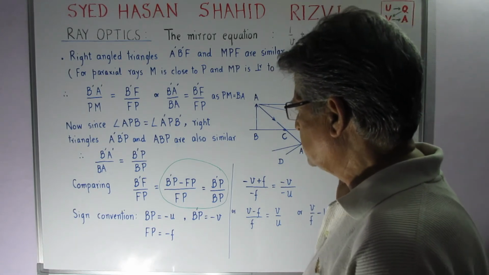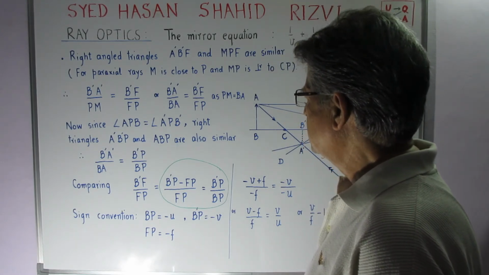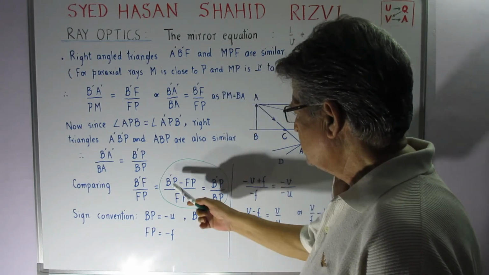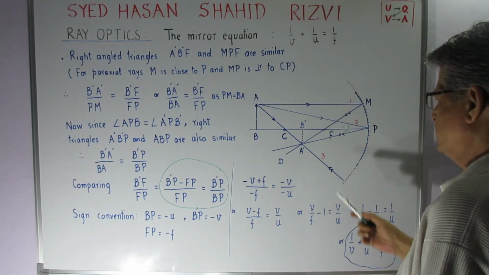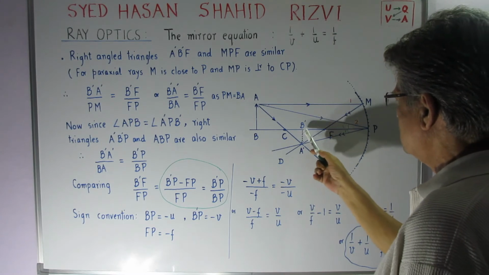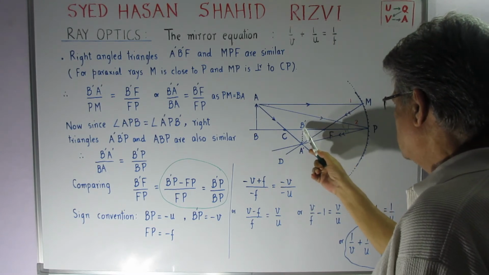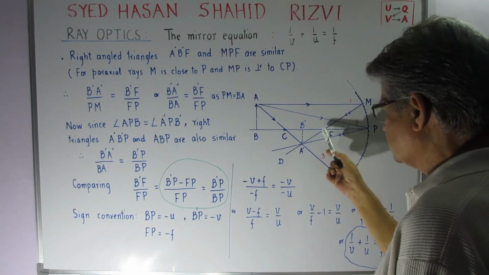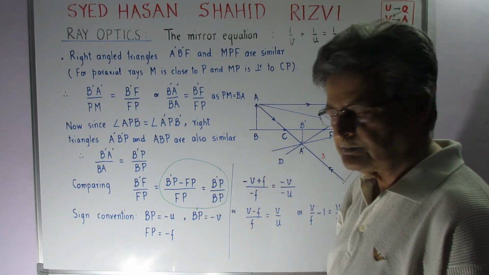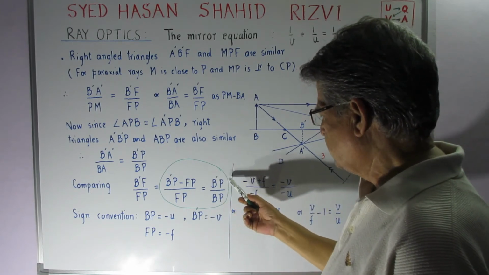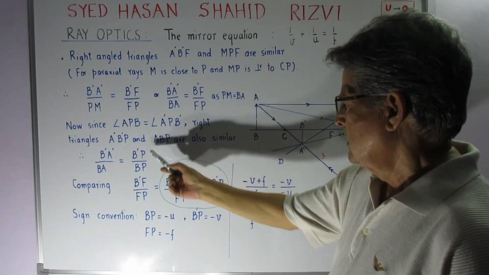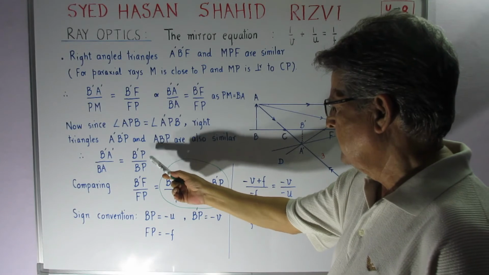So now if we compare the two of them, then I can write this BF upon FP. From here to here, this is equal to this distance minus this distance, that is, B dash P minus FP upon FP. So this becomes equal to B dash P upon BP.